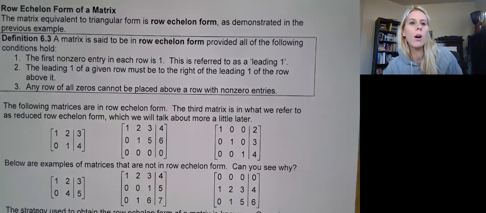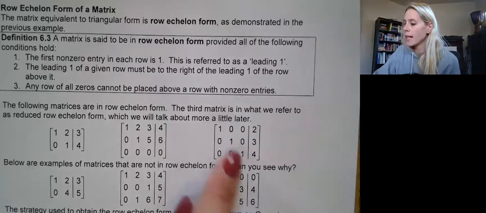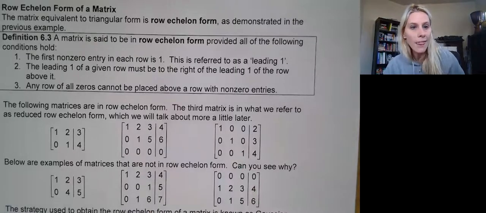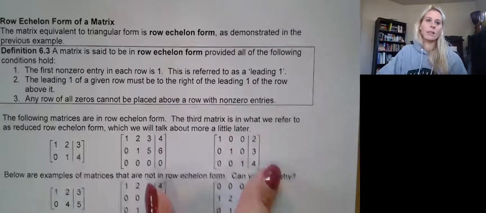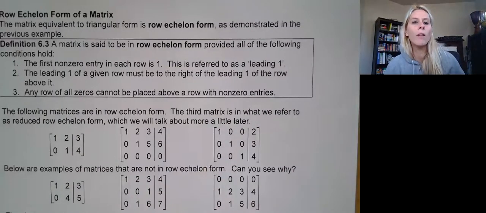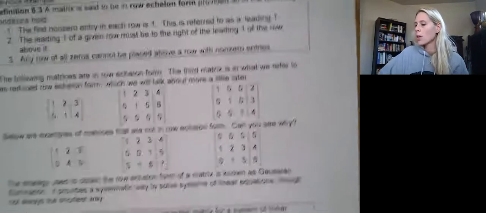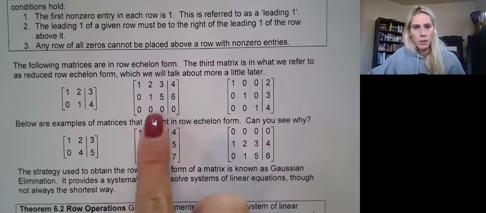All right, so we need to use the row echelon form because the first non-zero entry in every row is 1. So that's where you get your diagonal, okay? The leading 1 of a given row must be to the right of the leading 1 of the row above it. So again, that diagonal. Any row of all zeros cannot be placed above a row with a non-zero. So all zeros down below, okay?